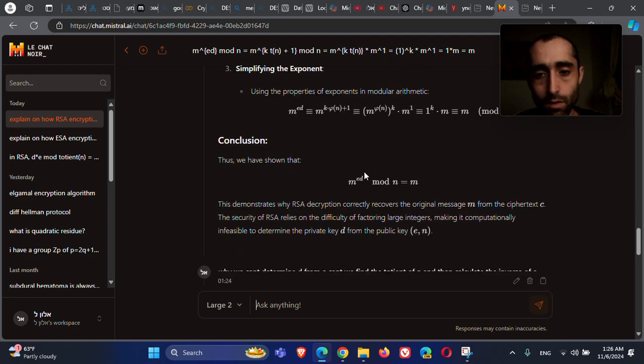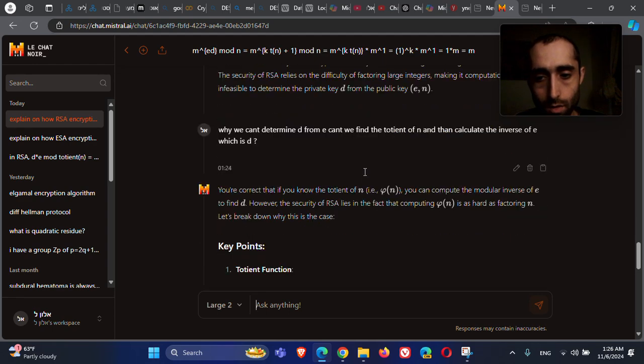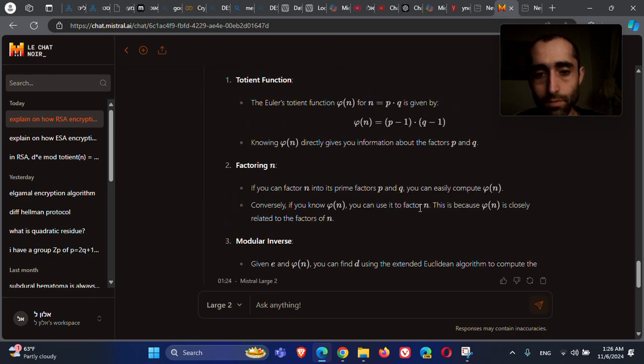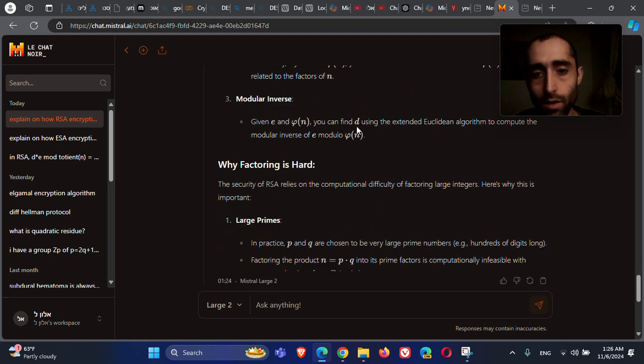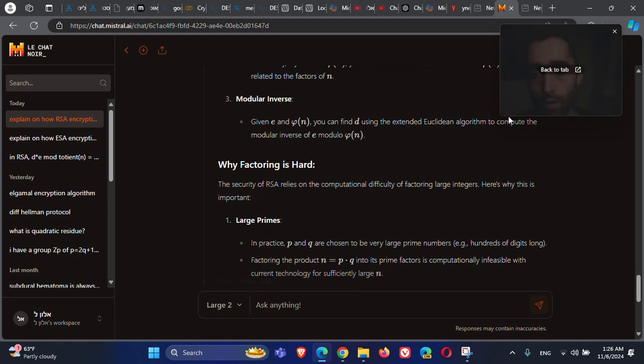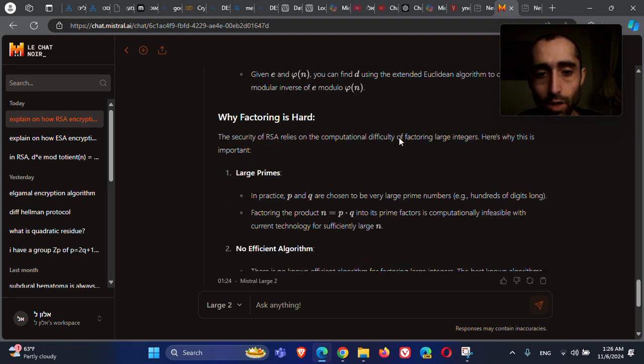Here it is. It lies in the fact that computing φ(n) is as hard as factoring n. It directly gives information about p and q. If you can factor n into prime factors, you can easily compute φ(n). Conversely, if you know φ(n), you can use it to factor n. This is because they are closely related. Given e and φ(n), you can find d using the extended Euclidean algorithm to compute the modular inverse of e.